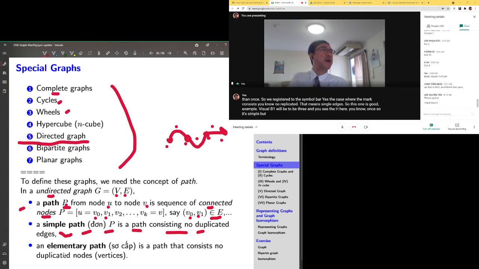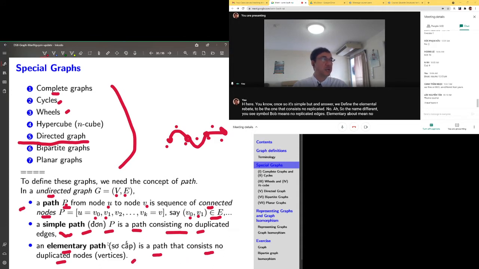And we also define the elementary path to be the one that consists of no duplicated node. So the names are different, you see. Simple path means no duplicated edges. Elementary path means no duplicated vertices. Okay, and in the Vietnamese language, they also employ different names for that one. The first one we say đường đi đơn, you see, simple path. The second one we say đường đi sơ cấp, okay, elementary path.